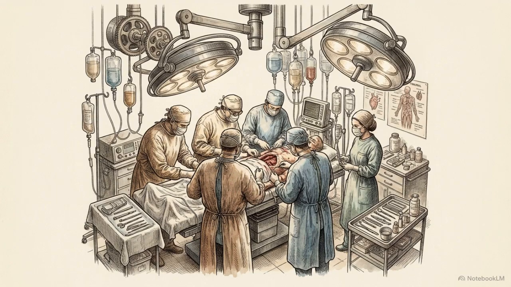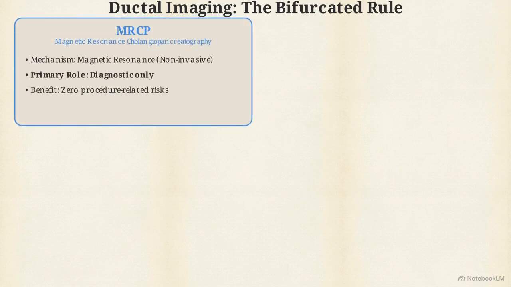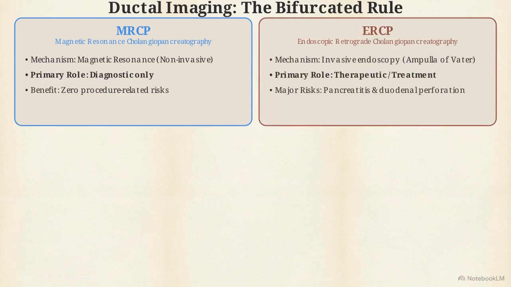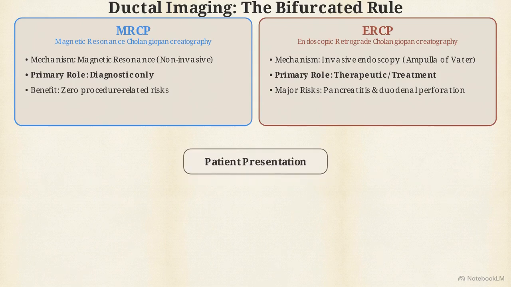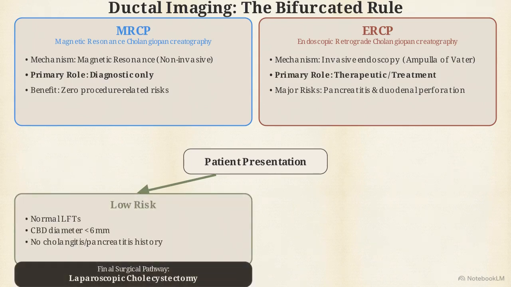This comparison matrix outlines the absolute bifurcated rule of ductal imaging. MRCP, utilizing magnetic resonance, is strictly non-invasive and purely diagnostic. ERCP uses endoscopy to enter the ampulla of Vater. It is an invasive, therapeutic procedure carrying significant risks of pancreatitis and duodenal perforation. Patient presentation dictates the tool.